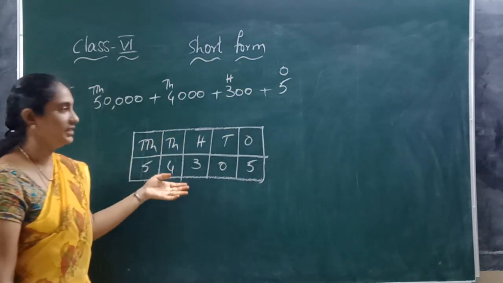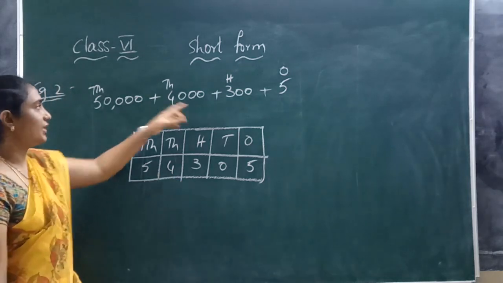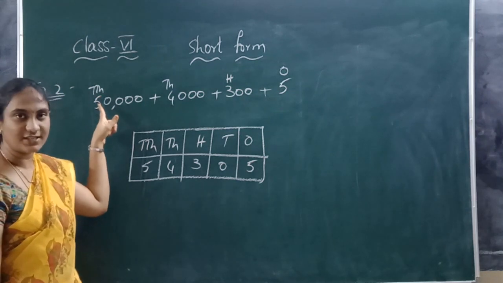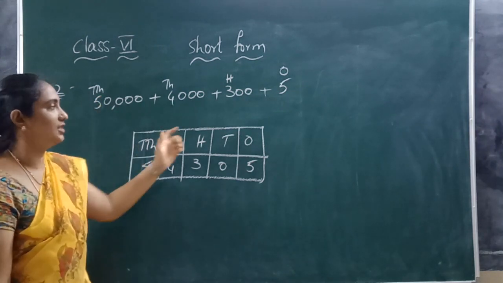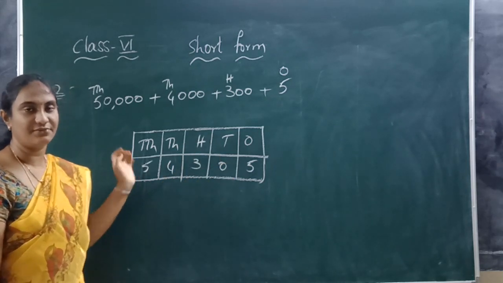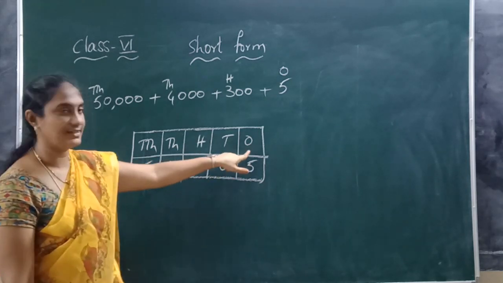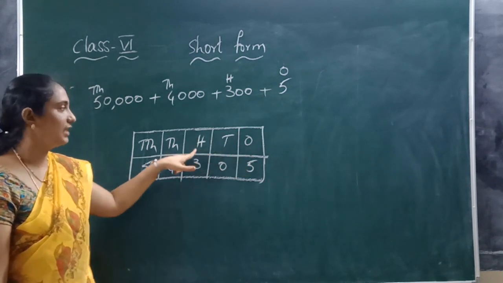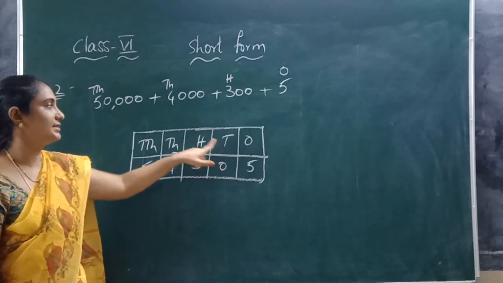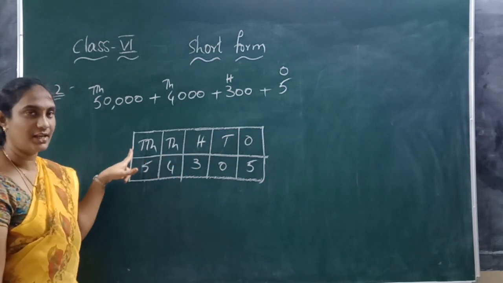Now let us write in the table. Now what is the highest place value here? 10,000. So write the place values. From which side we have to write? From the right side or left side? From the right side. So write the place values: ones, tens, hundreds, 1,000, 10,000.